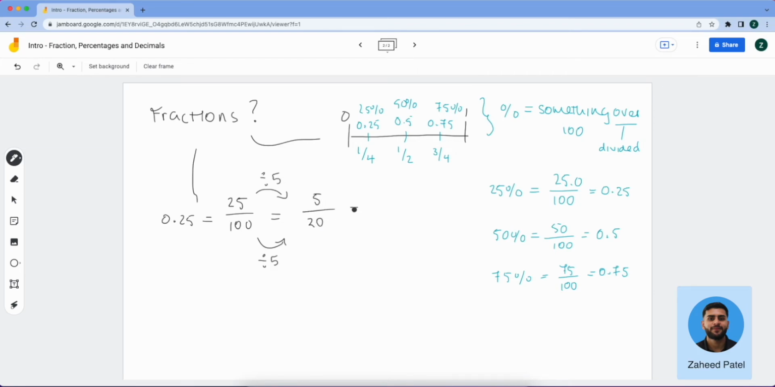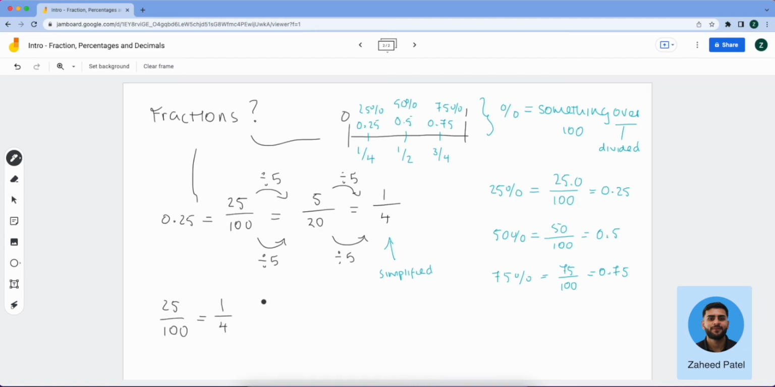All good. Again, I can divide by 5, so I'm going to do that again. 5 divided by 5 is 1, 20 divided by 5 is 4, and so our 0.25 ended up being 1/4. We always want to write things in their simplified form. It's always easiest to think of it in its simplified form. However, 25 out of 100 is the same as 1/4.